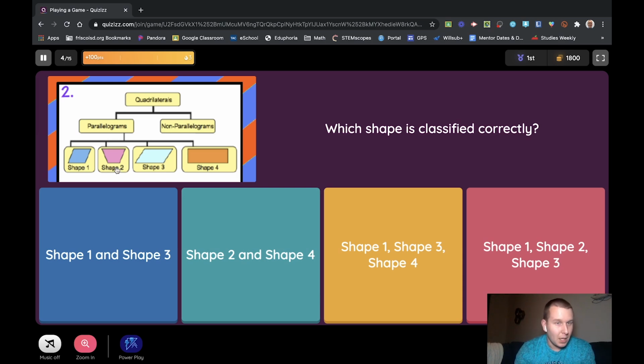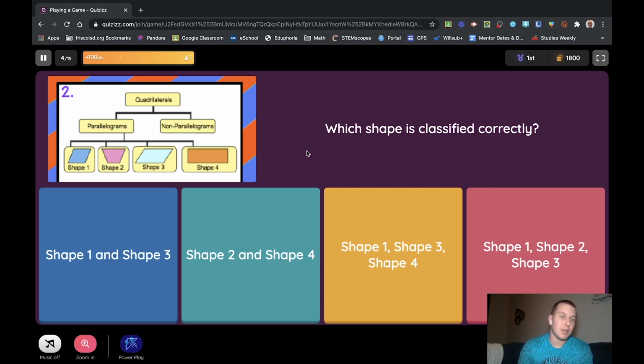Shape 2, it looks like this side is parallel and this side is parallel, but if this kept going, these would eventually intersect or cross each other. So it looks like shape 2 is not really a parallelogram. So shape 2 is kind of out of the picture here. So that takes away this red option over here.